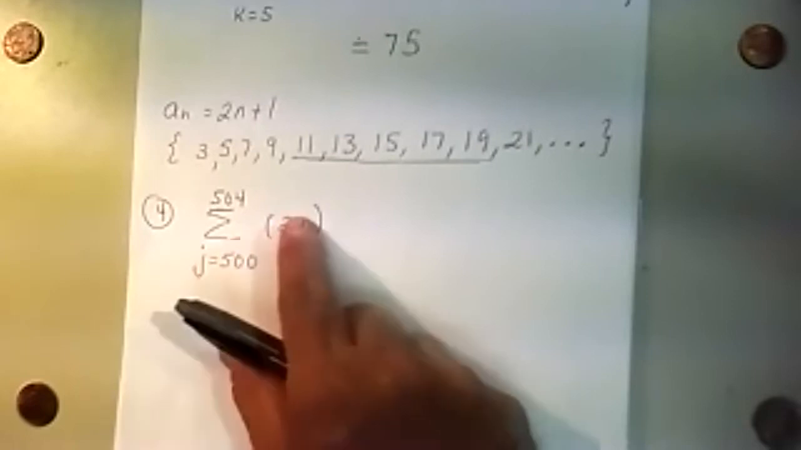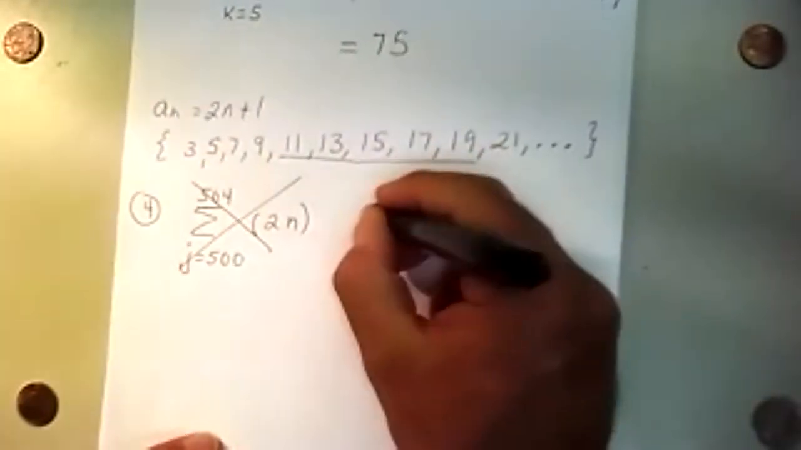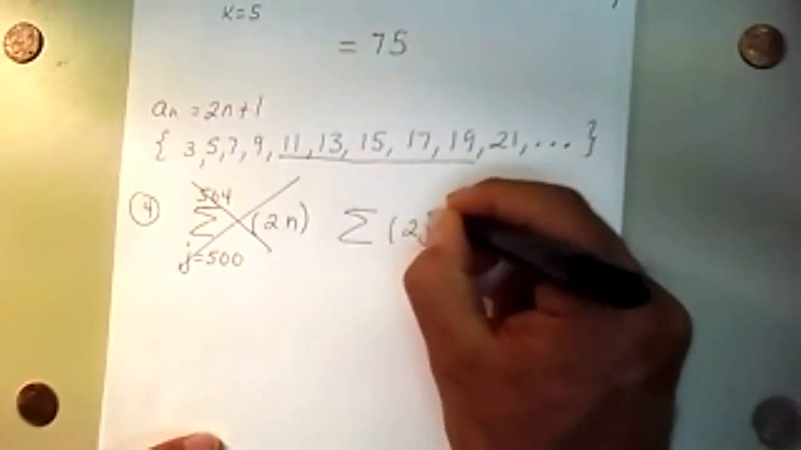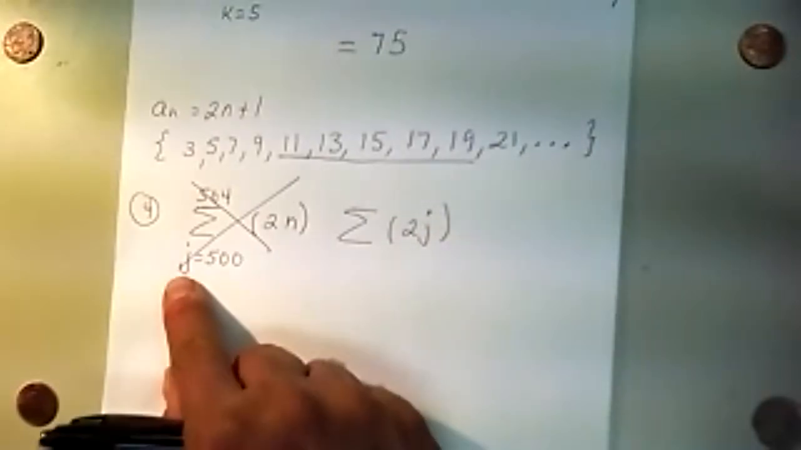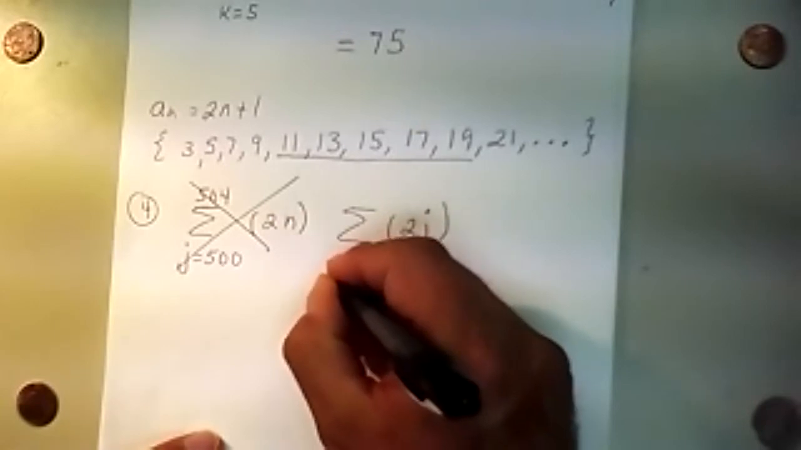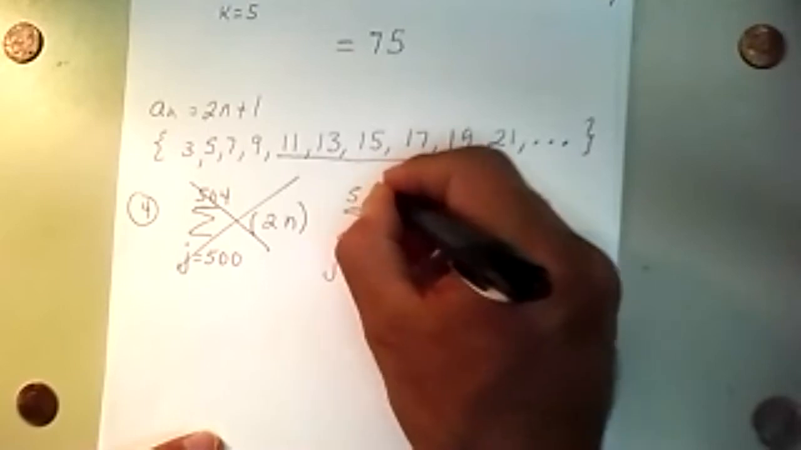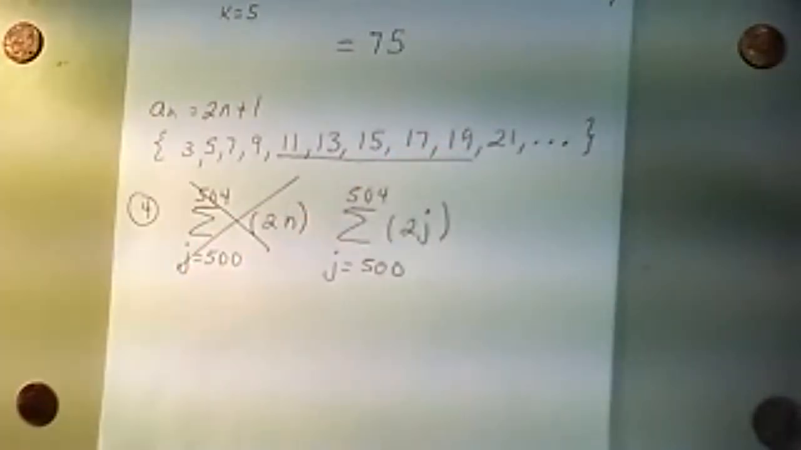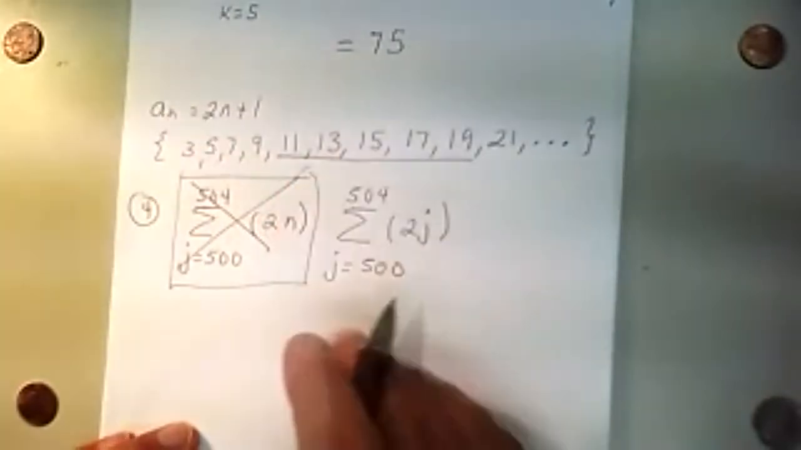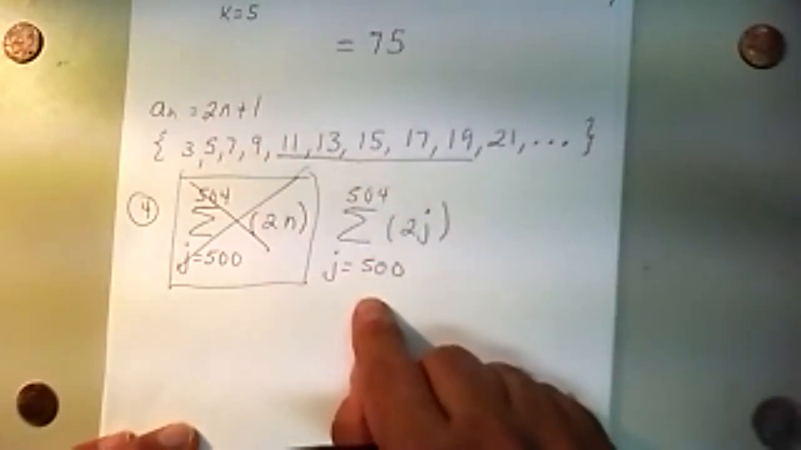Oh, there's a mistake here. See? I'm going to cross that off. That is a mistake. I'm not being consistent. If I have j for the index, then j should also be part of the formula. j equals 500 to 504. Sorry about that. But it is a good example. So I'm just going to box that so that it's out of the way. Pretend that it's not even there. Okay. So this is really what we have.